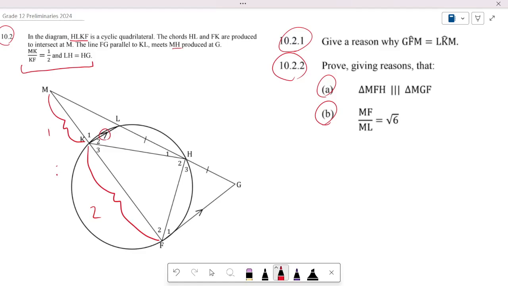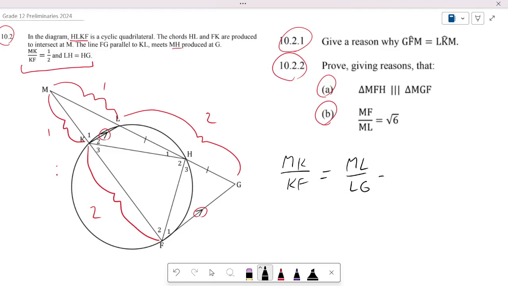And what we know over here is because these two lines are parallel, KL and FG, this ML is going to have the same ratio as the other ones, and the LG is going to be 2. And this is why that's true. So what we are saying is that MK over KF is actually going to be the same ratio as ML over LG, right? Which is equal to a half, right? That is exactly what we are saying. And the reason why we said that is because we are using the proportion theorem.